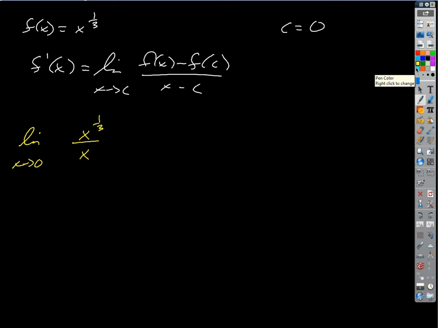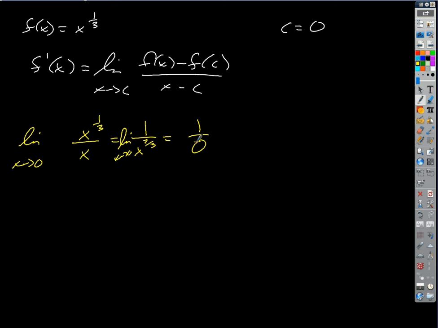But if we approach 0, what's this going to give us? If I simplify this, what is x to the 1/3 over x to the 1? x to the negative 2/3, which is the same as 1 over x to the 2/3. So if I evaluate this directly, what do I get? 1 over 0, what's that? Infinite.